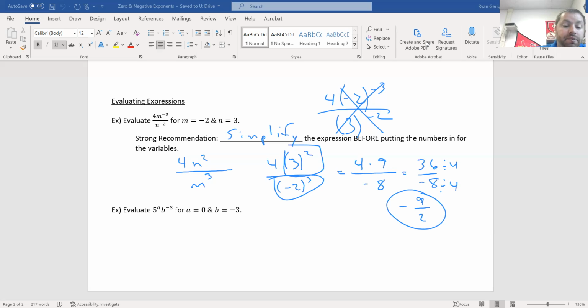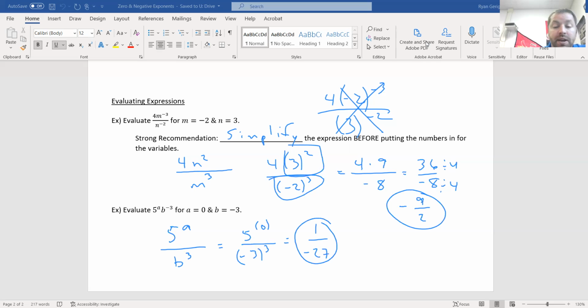The next example, 5 to the a. I'm not going to do this to you a bunch, but that's a weird one. B, not happy where it's at, goes to the bottom. I'm going to put 0 in for a and -3 in for b. So 5 to the 0 is 1. -3 to the third is -3 times -3, which is 9. 9 times -3 is -27. And there you go. And that's it.